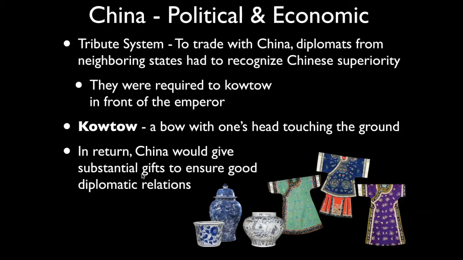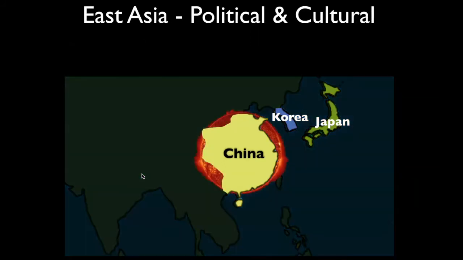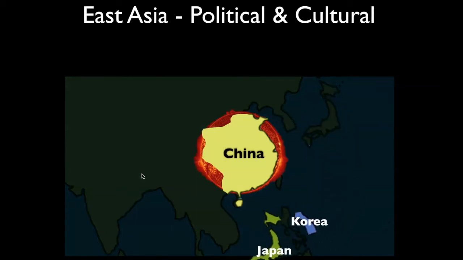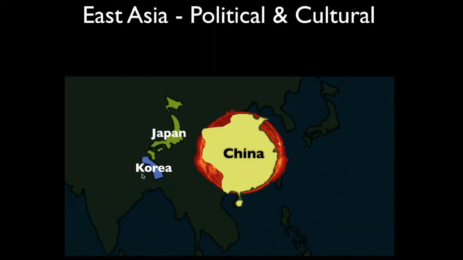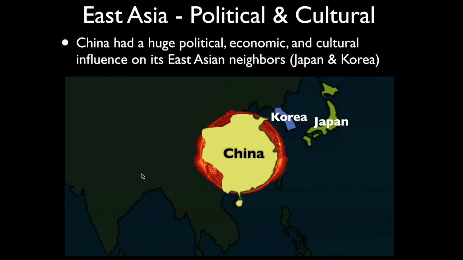So this was smart strategy on the Chinese part, in the sense that they would make their neighbors happy when they gave them these gifts, and therefore they wouldn't be attacked, for instance, by their nomadic northern neighbors who are trying to cross over the Great Wall. When it comes to East Asia, China really is, in many ways, the sun, and there are various satellites like Korea and Japan that rotate around that central Chinese gravitational force. So China had a huge political, economic, and cultural influence on its East Asian neighbors, including Japan and Korea.